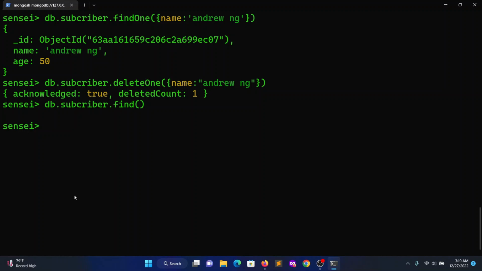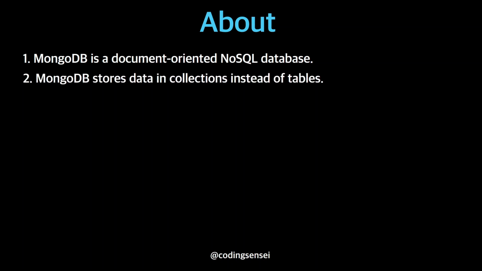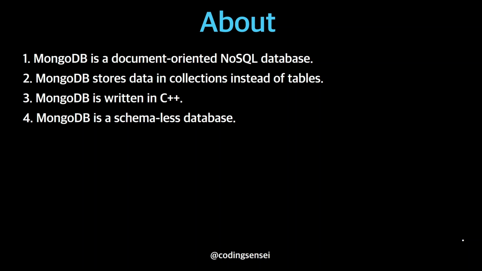Now let's see some important points regarding MongoDB which are very helpful for interviews. MongoDB is a document-oriented NoSQL database, and it stores data in the form of collections instead of tables. We usually store data in tables in SQL, but here we store the data in collections in JSON format. MongoDB is written in C++, and it is a schema-less database. So we don't create any schema before creating a database or before inserting the data. We don't create any schemas for MongoDB databases.